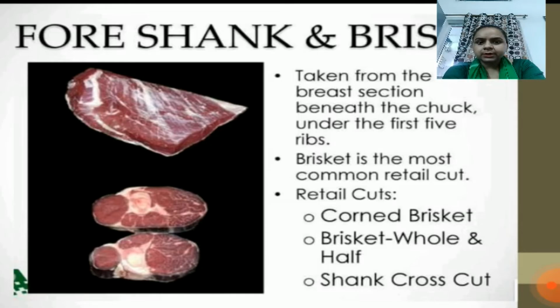Foreshank and brisket are taken from the breast section beneath the chuck, under the first 5 ribs. Brisket is the most common retail cut. Retail cuts are the corned beef brisket, brisket whole and half, and shank cross cut. These are the basic cuts of the beef.